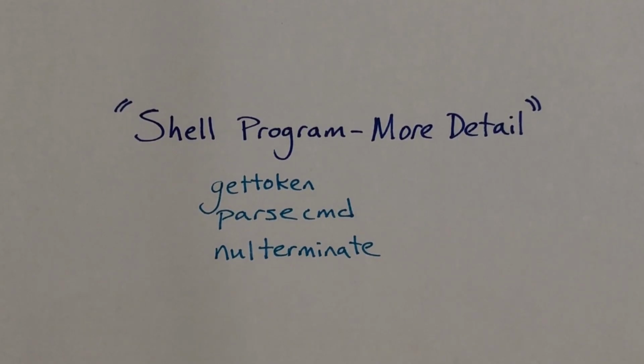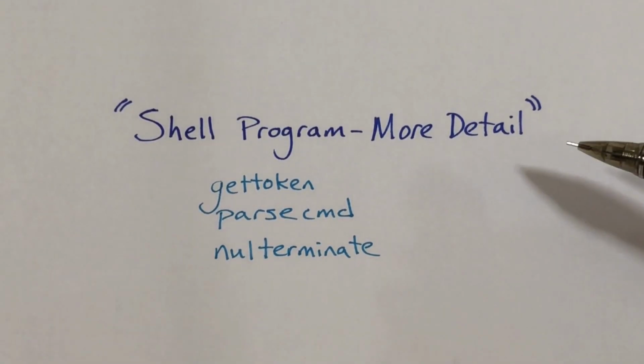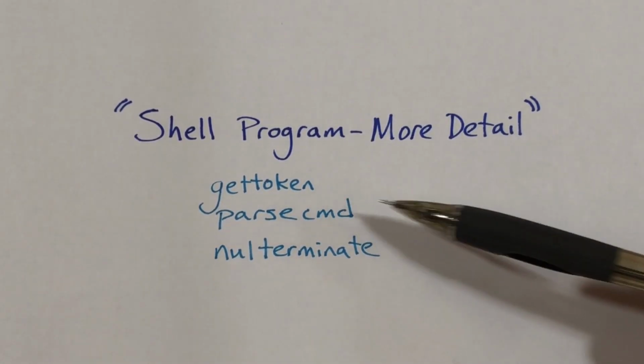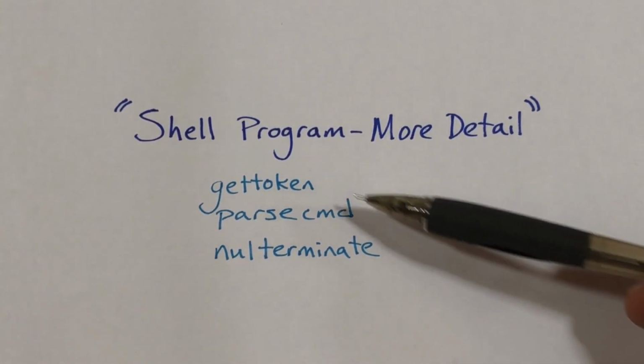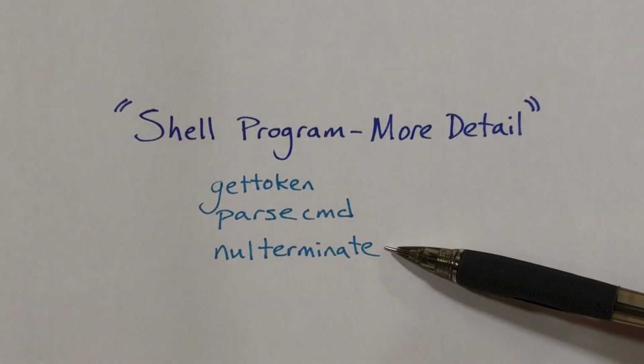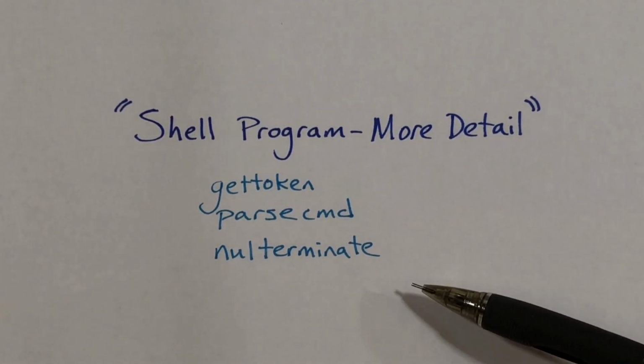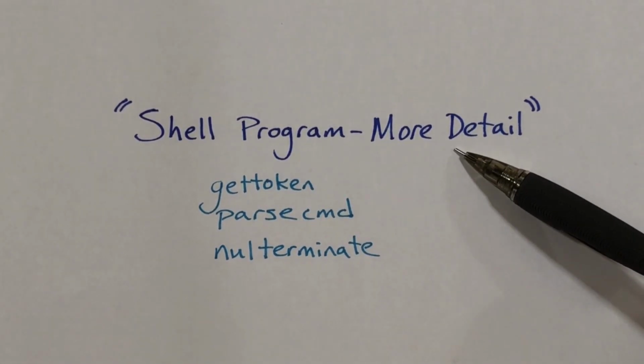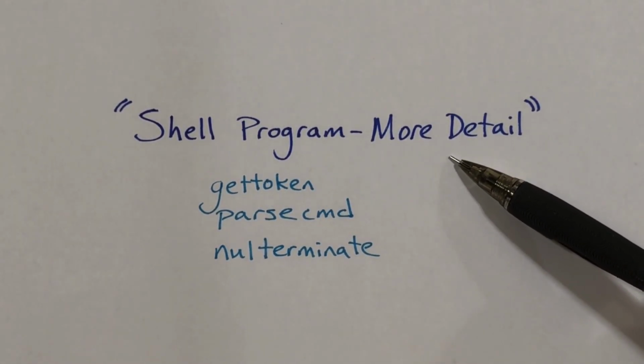Okay, we've gone over about half the code in the shell program. The remainder of the code deals with parsing and building the tree, and includes functions like getToken, parseCommand, and the null terminate function, as well as some others. I've broken that information out into a separate video, which I'm calling Shell Program More Detail, and you can check that out if you're interested.